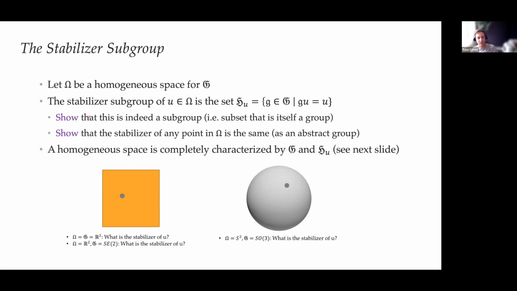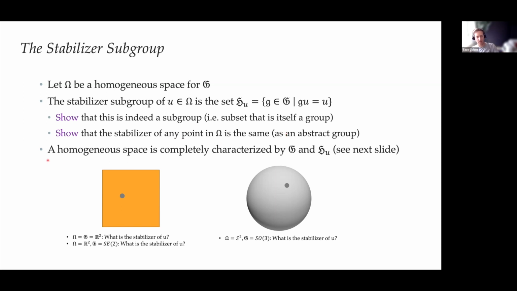Now you can show various things. First of all, that this is a subgroup. That's a good exercise. So you look up again the definition of a group, and you check that this set satisfies those, that the identity is in it, composition is associative, there's inverses, etc. And you can show that the stabilizer of any point U, whichever one you choose, is going to be the same as an abstract group. And that's also why these spaces are called homogeneous. Every point kind of looks the same.